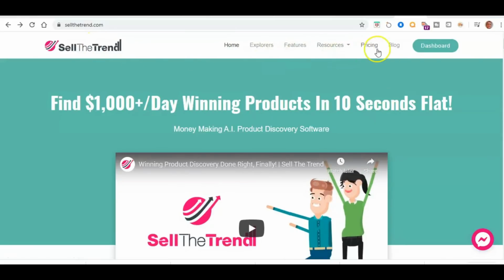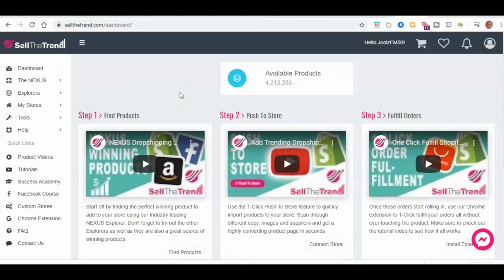So let's go ahead and log in to my dashboard. Here we are back in the Sell the Trend dashboard, and we're just going to use this to look at some hot and winning products. Like I said, you don't necessarily have to use this. I would actually say that with a combination of Google Trends and looking at Etsy and Amazon and so on, you're going to have all the research at your fingertips that you need.